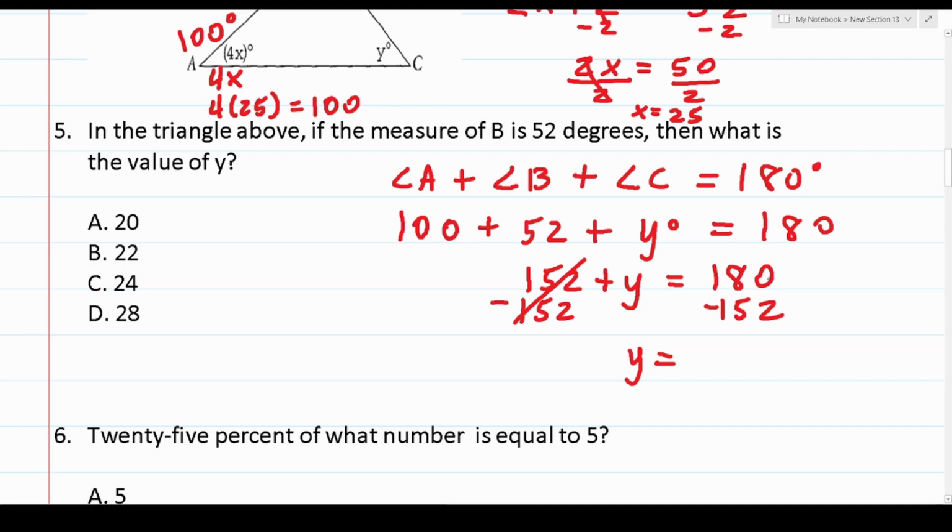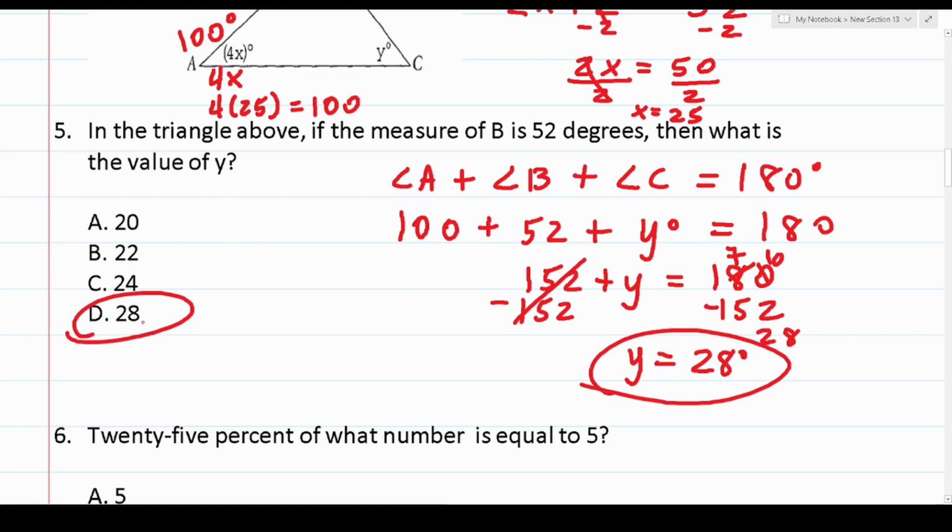And let's do this arithmetic real quick. 0 minus 2 we can't do, so we have to borrow. This becomes 7. This becomes 10. 10 minus 2 is 8. 7 minus 5 is 2. And 1 minus 1 is nothing. So we can see y is the equivalent of 28 degrees, which of course is D.